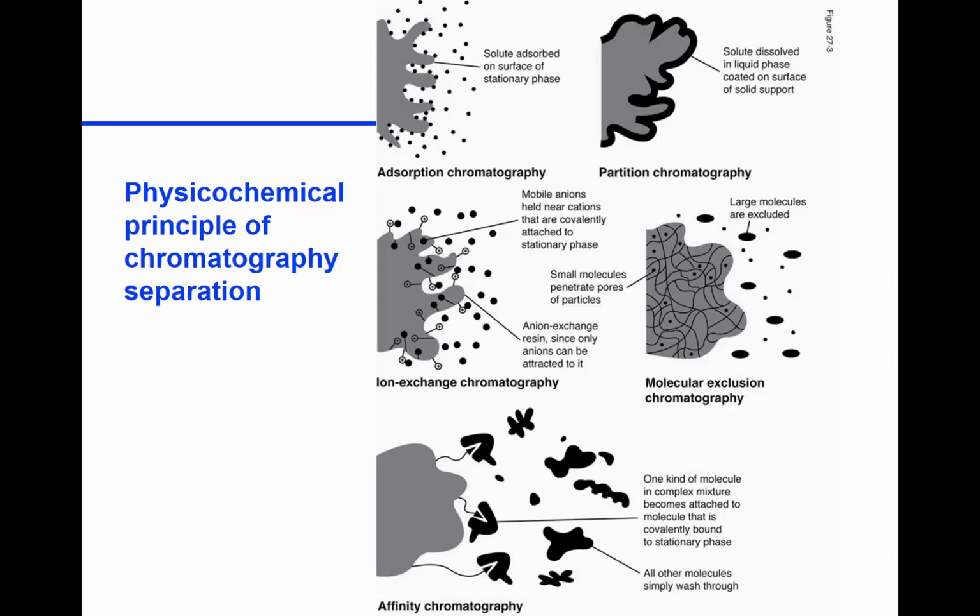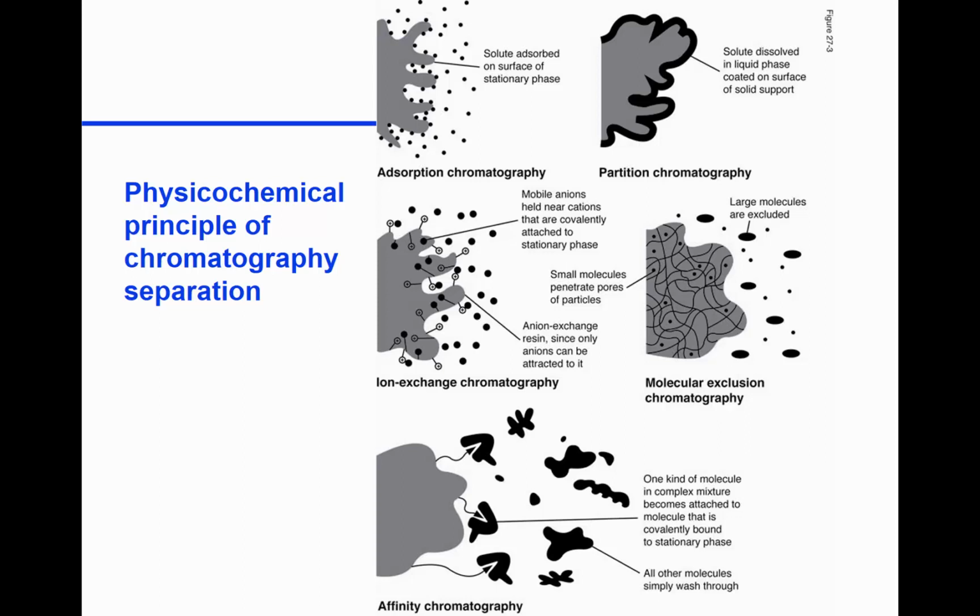So we have the adsorption chromatography, where your solutes adsorb to the surface active groups of a stationary phase, and they adsorb via different molecular interactions, and we will talk about that. When you have partition, you have a liquid phase immobilized on an inert surface, and your solute partitions between this liquid and the mobile phase liquid. So it goes in and out based on its solubility.